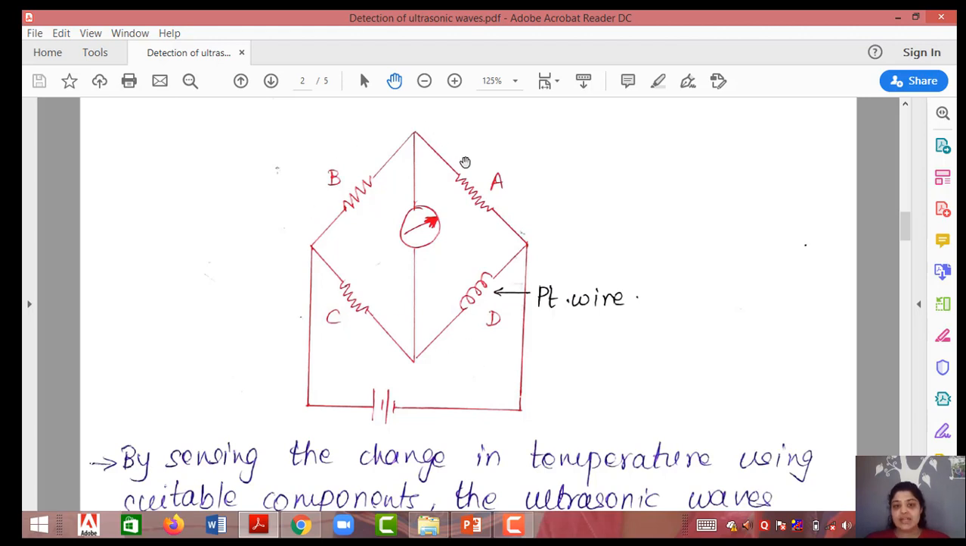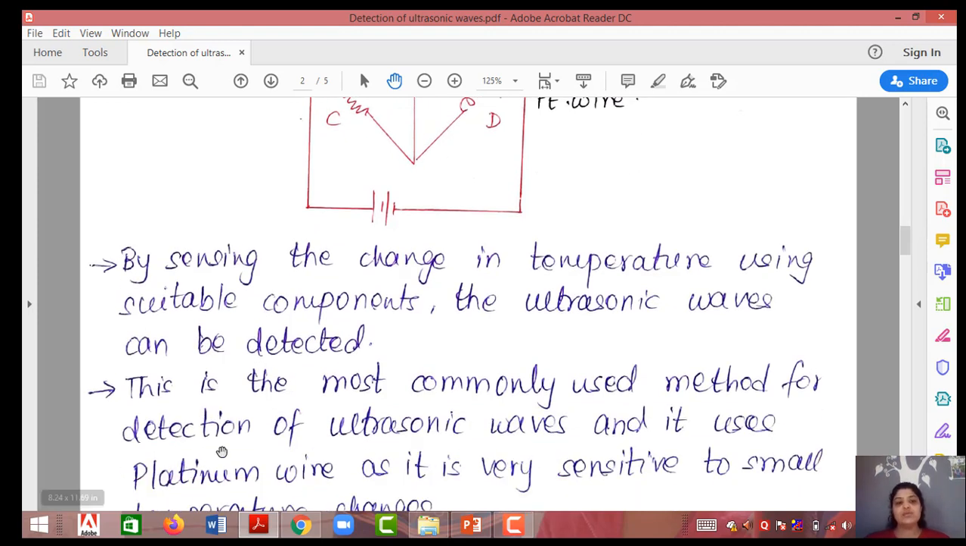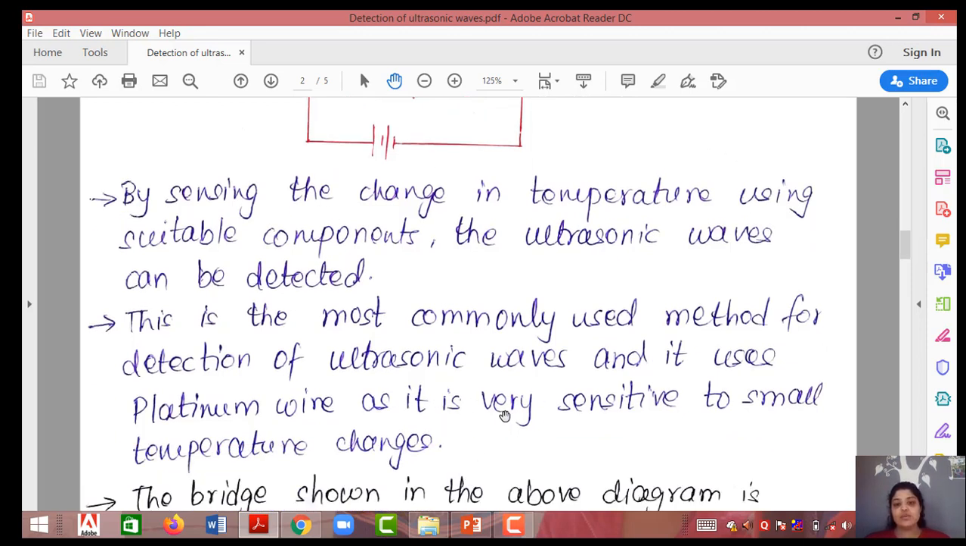But whenever you take this circuit into an ultrasonic medium, what happens at the nodal points when the temperature becomes maximum? The resistance of the platinum wire will increase and there will be an imbalance in the galvanometer. Again, at the nodal points, there will be no change, so the galvanometer will be back in the normal position. So by sensing the change in temperature using suitable components, the ultrasonic waves can be detected. This is the most commonly used method for detection of ultrasonic waves. As I said, platinum is specifically used because it is very sensitive to small temperature changes.